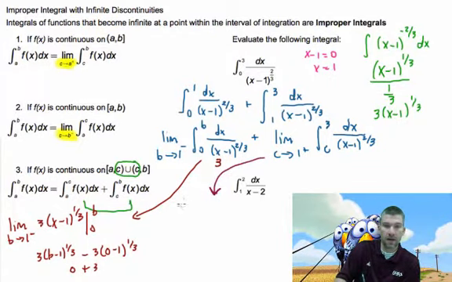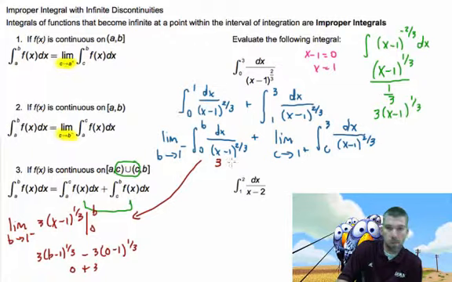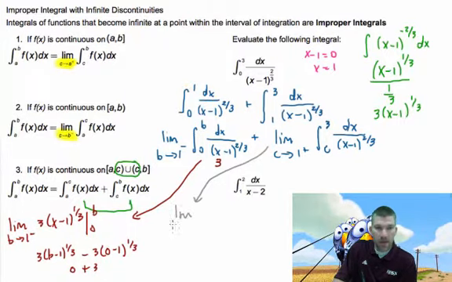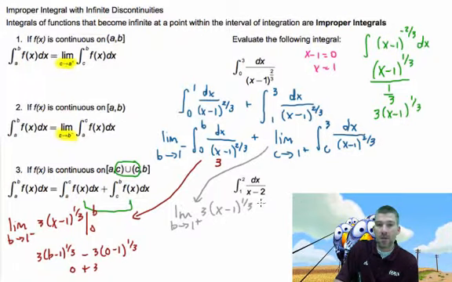I'll do the second one right here. I think I'll have just enough room. So the second guy is going to be the limit as b approaches 1 from the right of the same thing, which is going to be 3 times x minus 1 to the 1/3 power. And now we're going to evaluate this from c to 3. And so when I do that, I get 3 times stop, which is going to be 3 minus 1 to the 1/3 power, minus 3 times where I started, which is c minus 1 to the 1/3 power.